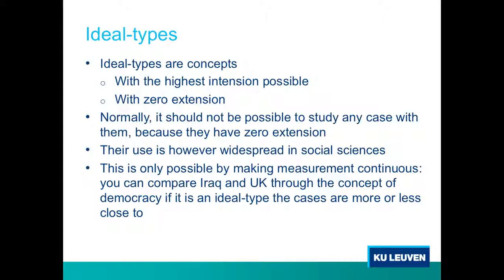It means that you can actually compare Iraq and UK through the concept of democracy. But then you need to make the concept of democracy an ideal type. That means you define it in the strictest way possible, and then you measure the distance of both countries vis-à-vis this ideal type. You have cases more or less close to it.